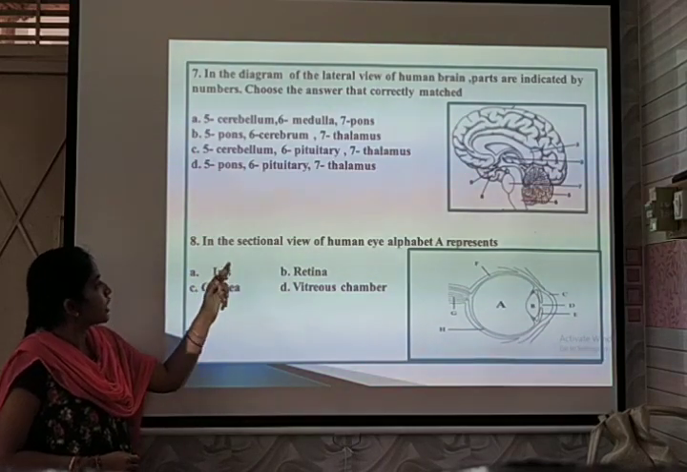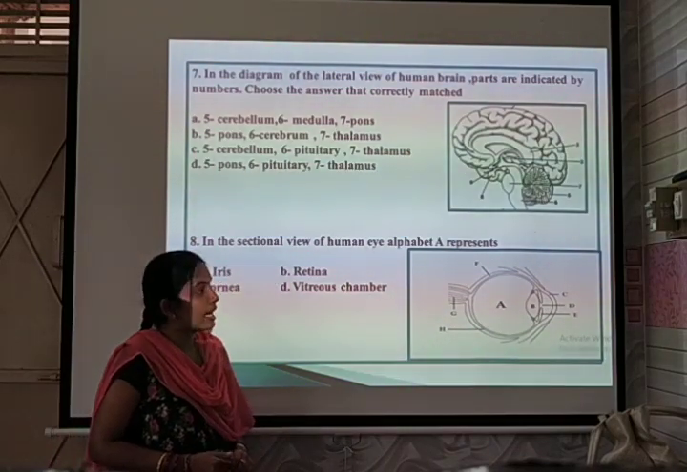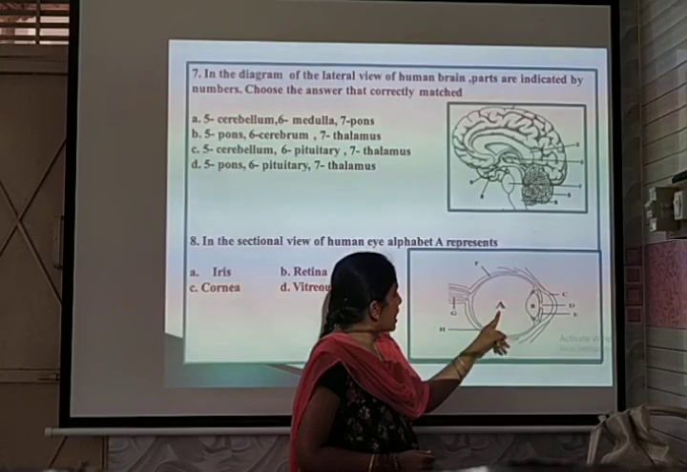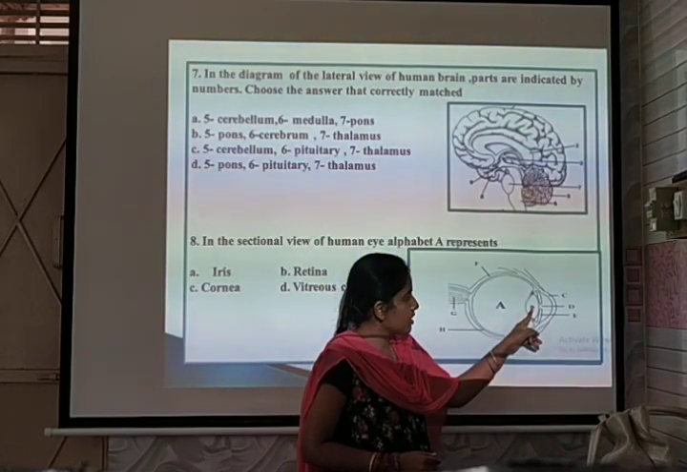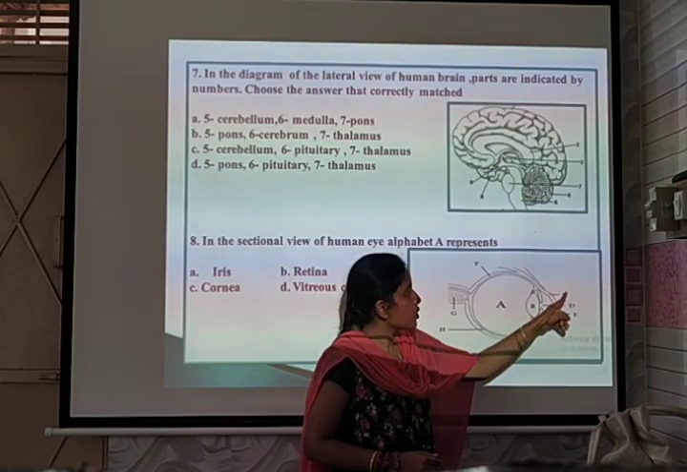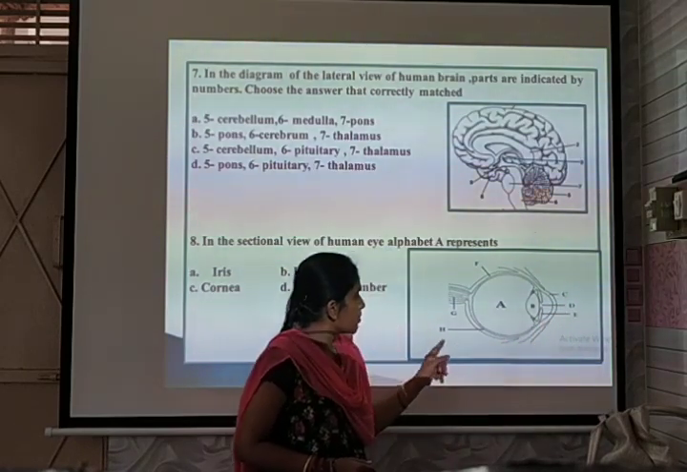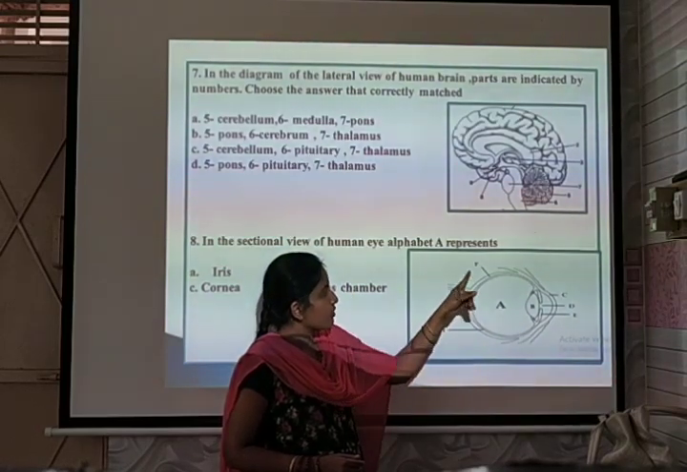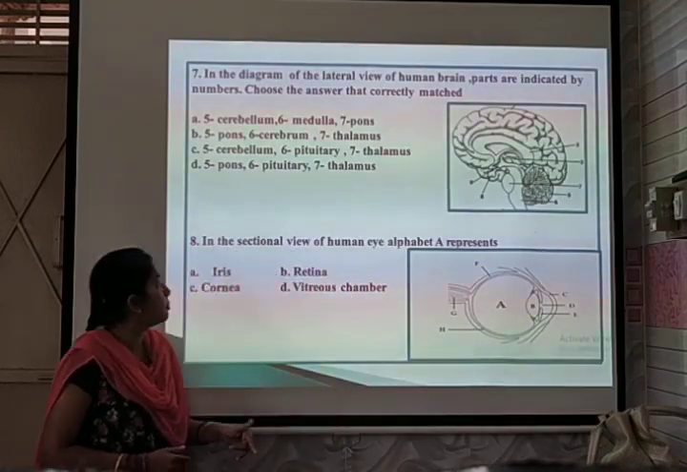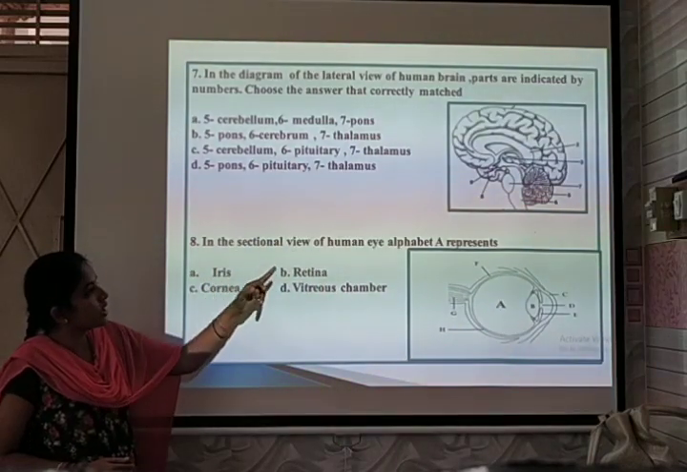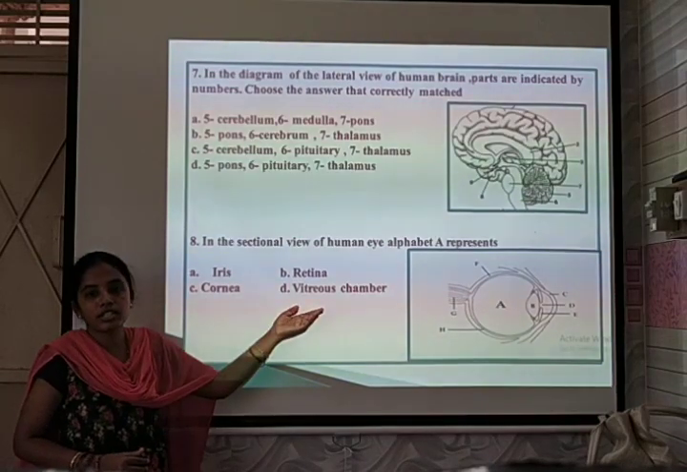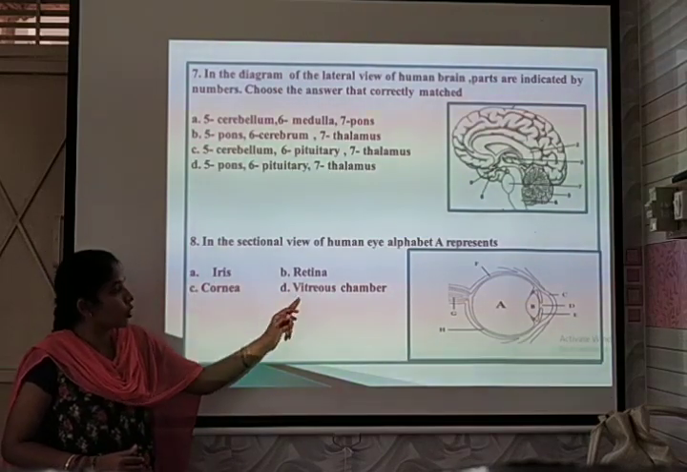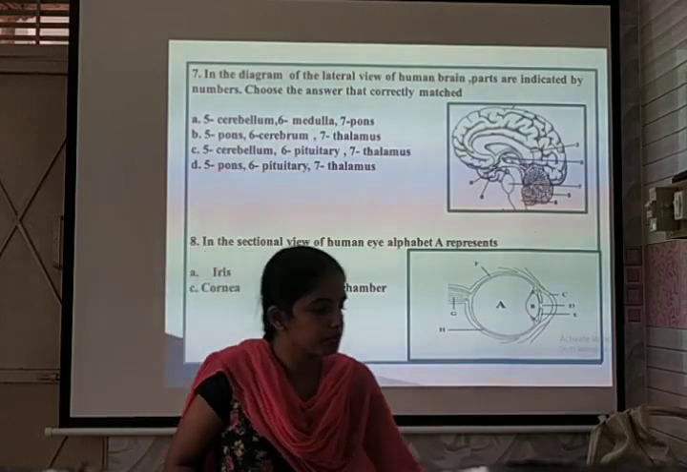So next one, 8. In the sectional view of the human eye, the alphabet A represents what? It has been labeled by specific alphabets. A is the vitreous chamber. B is the lens. D is the aqueous chamber. C is the cornea. E is the iris. H is the innermost layer. G is the optic fibers. F is the outermost layer. Here, option A constitutes the vitreous chamber that is present inside the retina. So for the 8th question, the option is vitreous chamber.